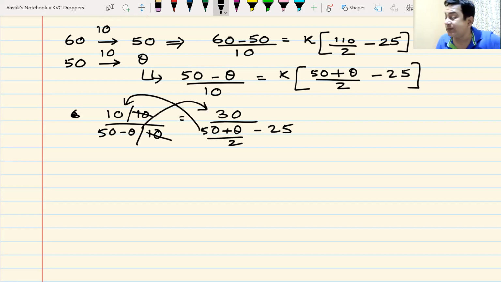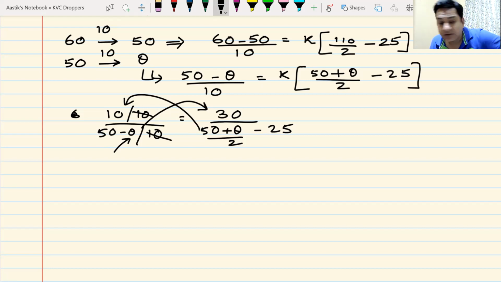So this is a problem that will take some amount of your time to solve, and you will get the value of theta. Now, do you have that much time in the examination, or you might not have? So you can make an intelligent guess. How do I make an intelligent guess? Do you understand how to solve this? Yes or no?